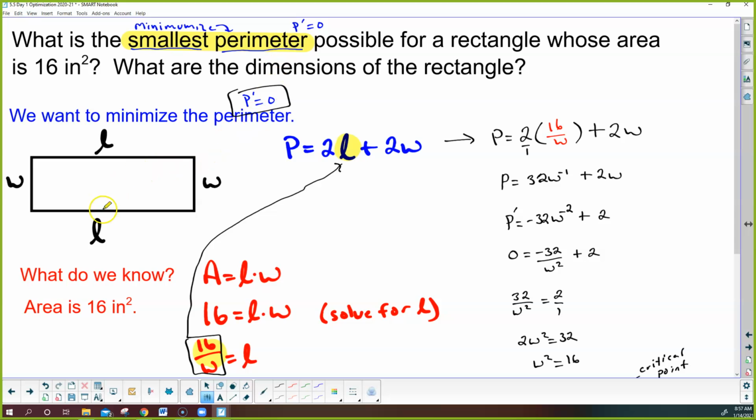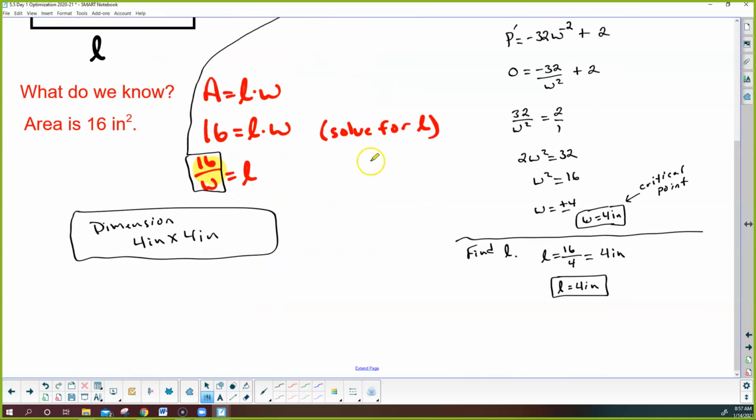Find the smallest perimeter. Perimeter, we know, is all 4 sides added up. So the smallest perimeter would be 2 times the width plus 2 times the length, or 8 plus 8 would be 16 inches.